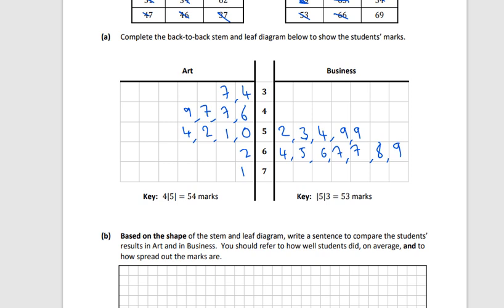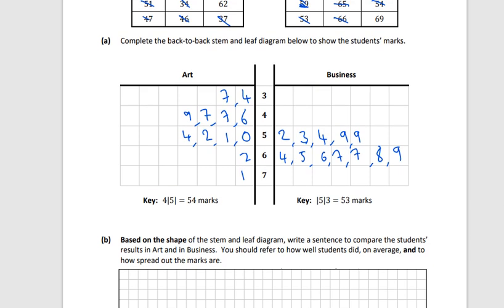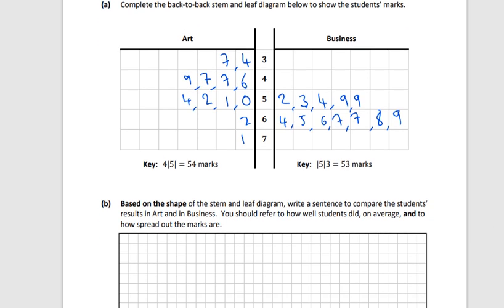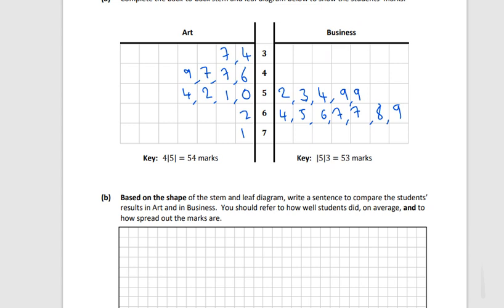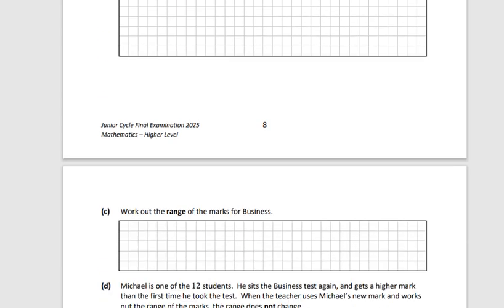And maybe in general, people did better in business because nobody got below 50 in business. Yeah, actually, the students did way better really in business. Only 2 students got above 50 in art. Okay, one got 71, which is a little bit of an outlier. So you just have to write a bit about that. I won't write it all out here, but that's generally what it is.